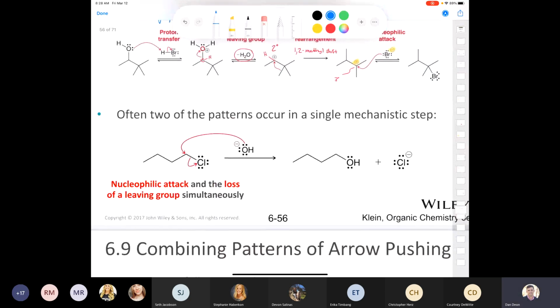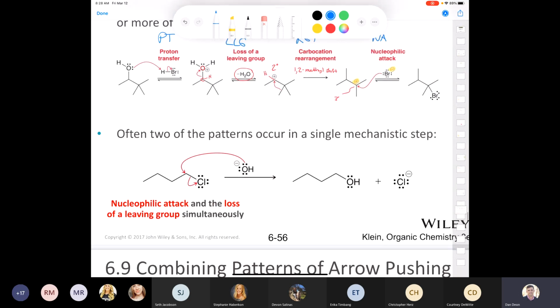Something also that you're going to see is that oftentimes two of these four mechanistic steps that you've learned, the proton transfer, the loss of leaving group, the carbocation rearrangement, the nucleophilic attack, oftentimes two of them are going to happen at the exact same time. Look at what's happening here. We have the hydroxide behaving as a nucleophile. So this part right here, this is a nucleophilic attack, right? This is my nucleophile. This carbon is my electrophile, right? Because there's a dipole going this way. The carbon is partially positive.